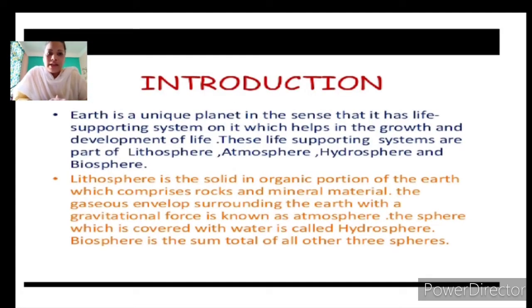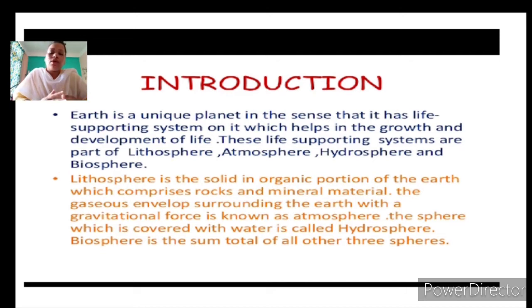So earth is a unique planet, as you know, because it has got a life supporting system. Okay, it has got favorable climate, water, then air. Okay, so basically these life supporting systems are a part of lithosphere, which is known as land, atmosphere, which is known as air, hydrosphere, which is known as water, and biosphere, which is the interaction of the other three, that is lithosphere, atmosphere, and hydrosphere, when they meet together, and this zone is known as biosphere. Okay, and we live in which component? So just imagine, and I'll ask you this question again in our next live class.